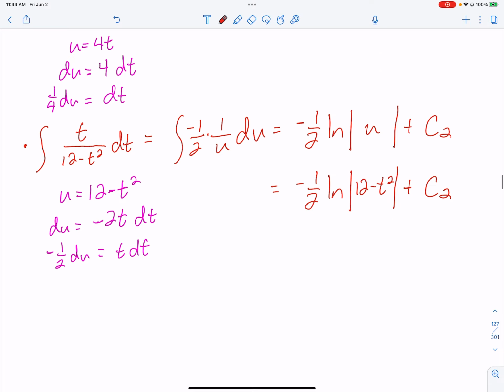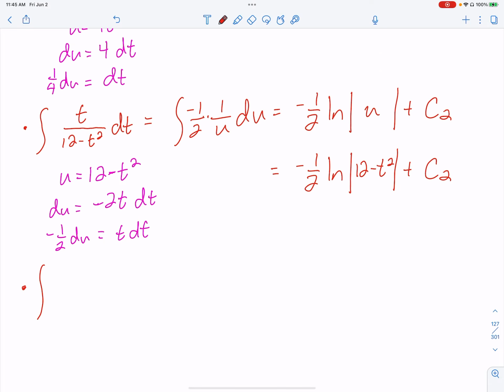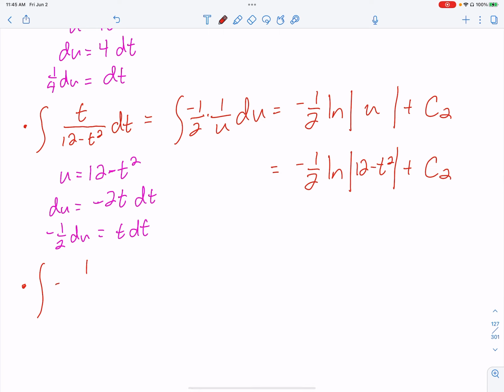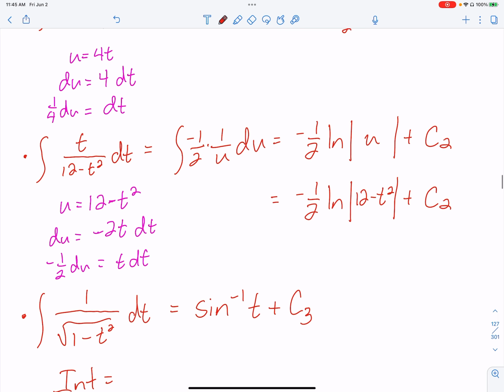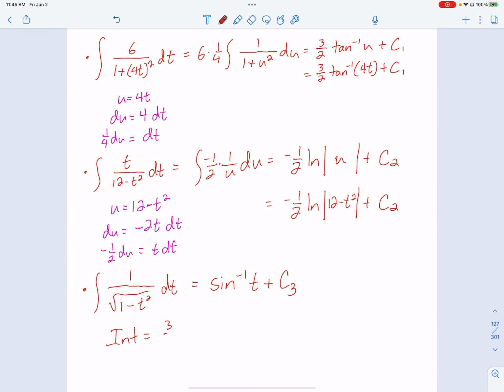All right, we have one more, which is a pretty straight up one. It's the integral of 1 over the square root of 1 minus t squared dt. This is a table problem. You'll have a table that will help you with these kinds. So this is sine inverse of t plus c3. So the integral, we'll just do that to be lazy, is 3/2 arctan of 4t plus c1 i.